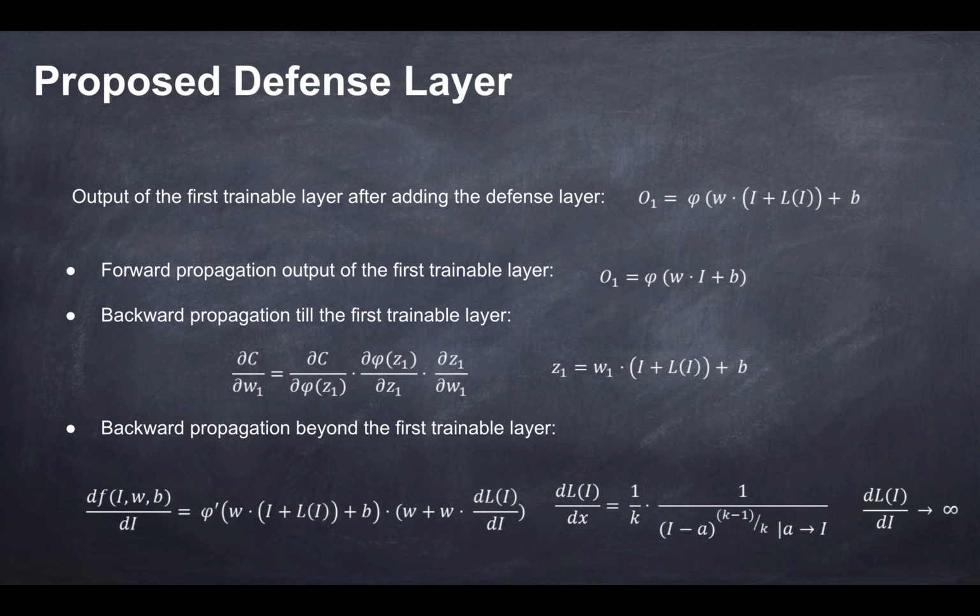However, during backpropagation due to the formulation of the defense layer, the gradients with respect to the input images are lost. This prevents the generation of the adversarially perturbed images, and hence the underlying model is protected. We explain this process in detail in the main text of the paper.